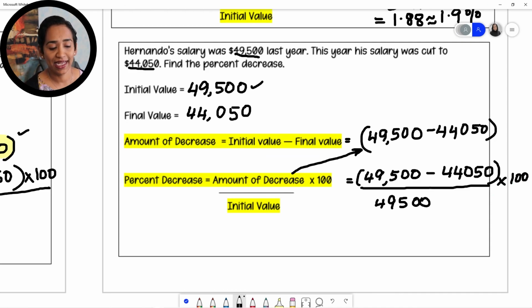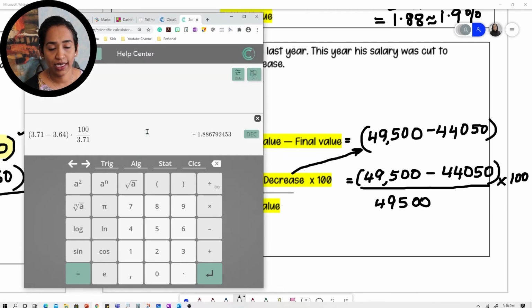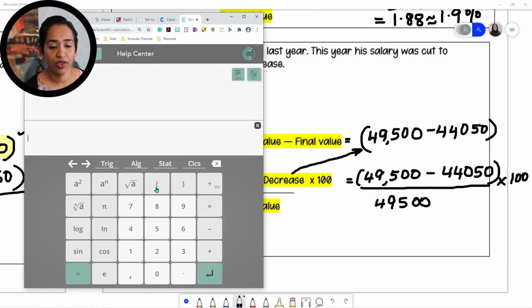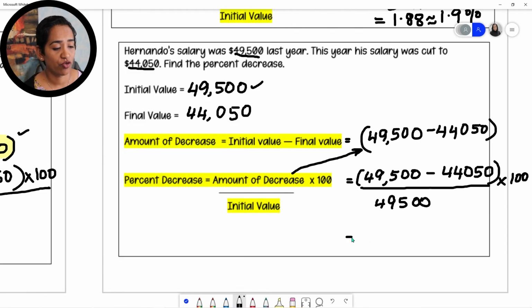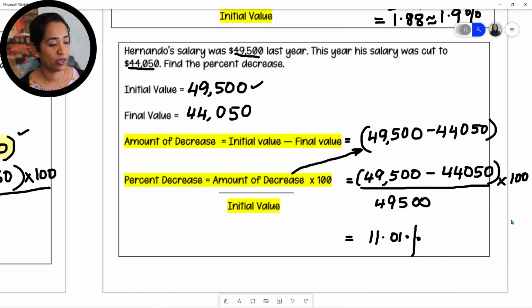Let's plug it in ClassCalc. Clear everything, open parentheses, 49500 minus 44050, close parentheses, times 100 divided by 49500. So it's 11% decrease. I'm going to write that down. It is 11.01% decrease in his salary. Ouch, that's a lot. All right, let's take a look at the next one.